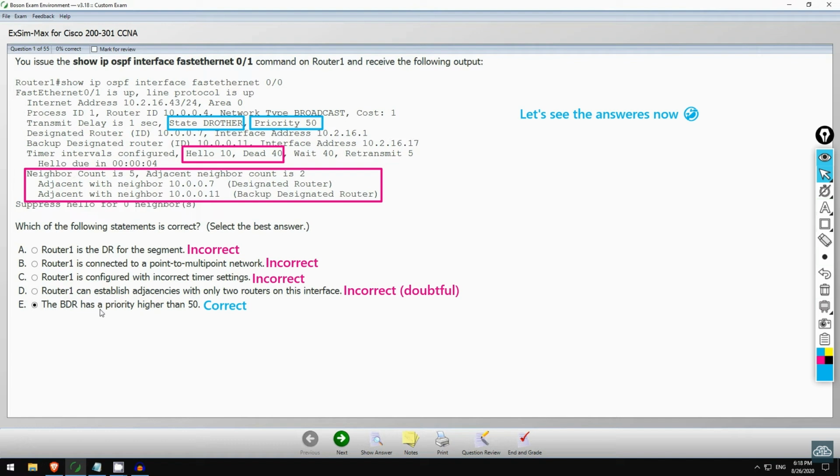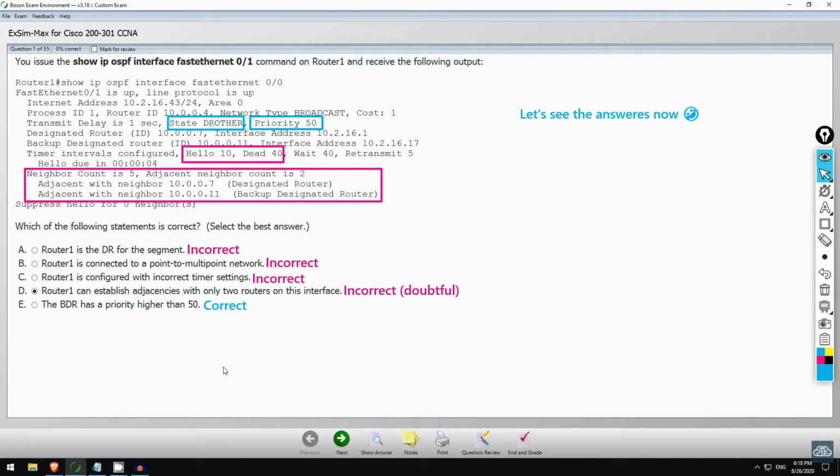E, the BDR has a priority higher than 50. You can see here that Router 1's priority is 50, and it's a DROTHER. But the BDR doesn't necessarily have a priority higher than 50. It might have the same priority as Router 1, 50, but a higher router ID. So E is incorrect. Now, why do I think D is correct?